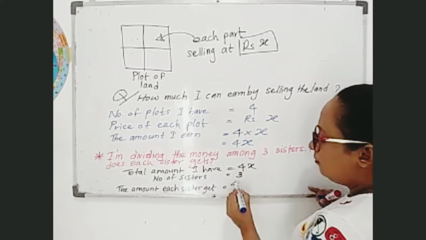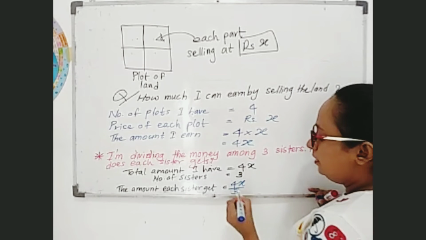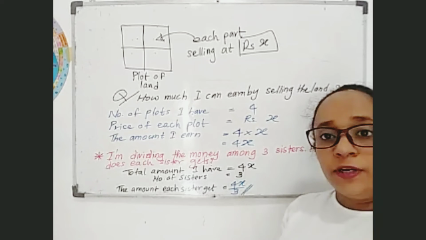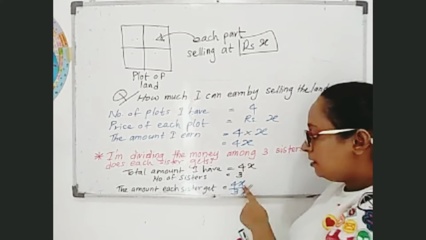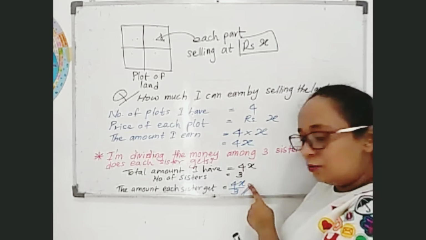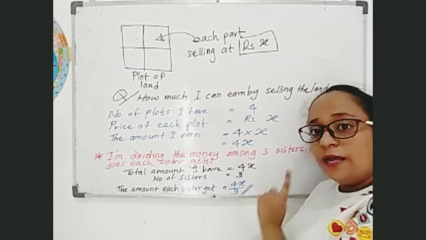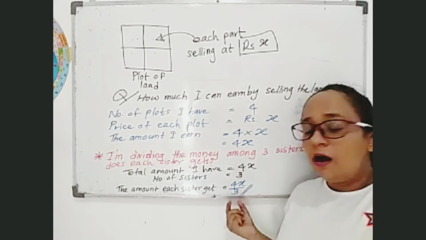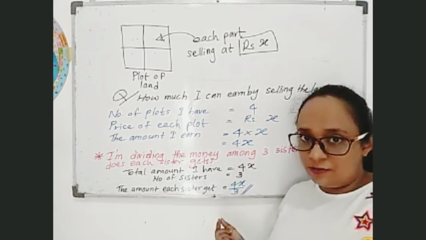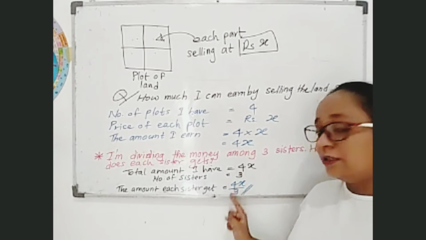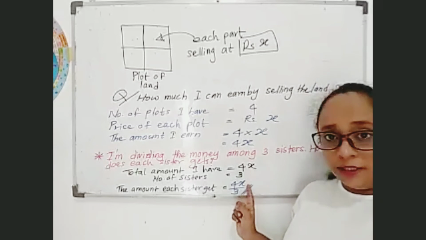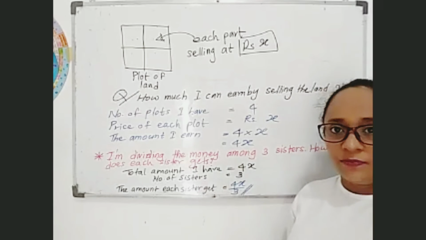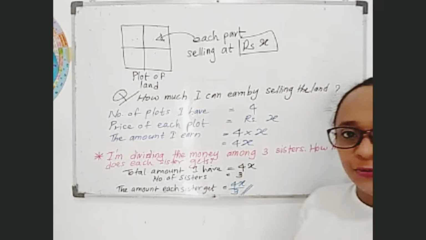So it will be 4x divided by 3. So this is another algebraic expression which has one unknown term. Multiplication and division as well. So two mathematical operations are included in this algebraic expression. So this is also another form of an algebraic expression. So I hope this is clear to you.